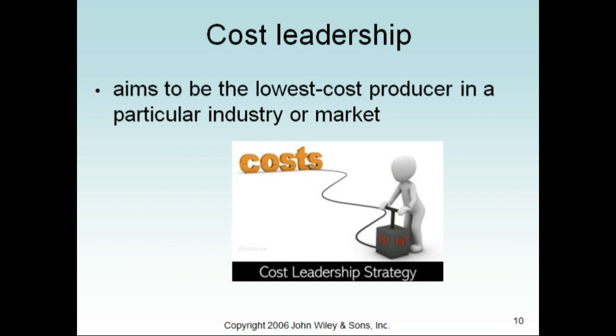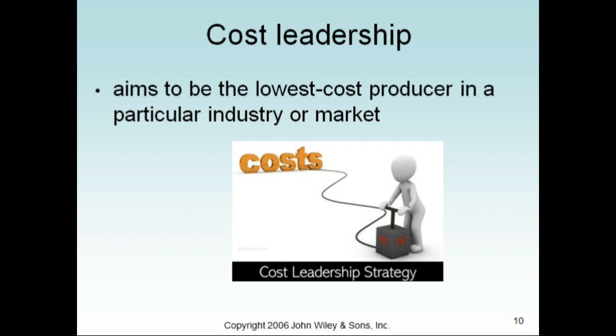The cost leadership strategy typically involves a focus on reducing costs at every stage of the production process, from sourcing raw materials to manufacturing to distribution. This can be achieved through various means such as economies of scale, efficient production processes, or through outsourcing and other lean management practices.